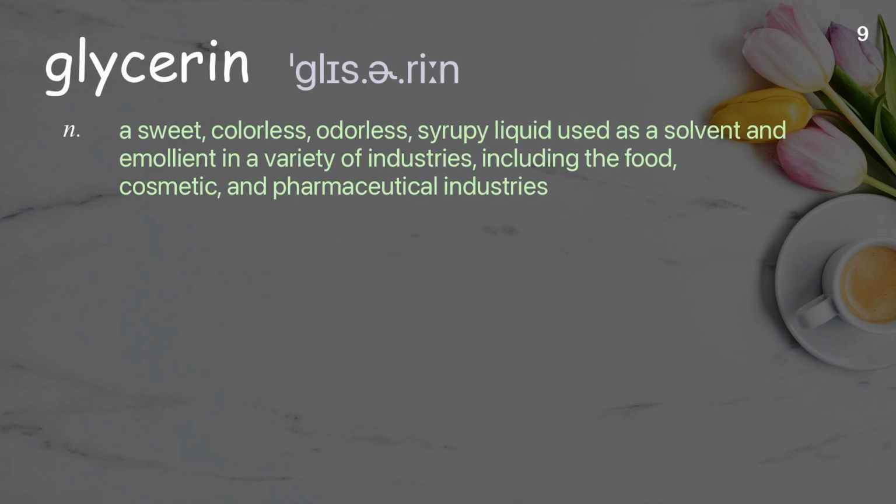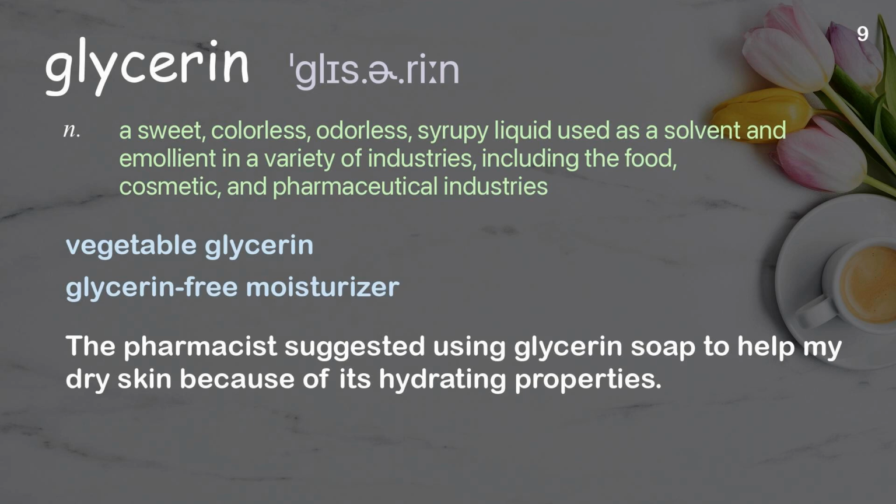Glycerin. A sweet, colorless, odorless, syrupy liquid used as a solvent and emollient in a variety of industries, including the food, cosmetic, and pharmaceutical industries. Examples: Vegetable glycerin. Glycerin-free moisturizer. The pharmacist suggested using glycerin soap to help my dry skin because of its hydrating properties.